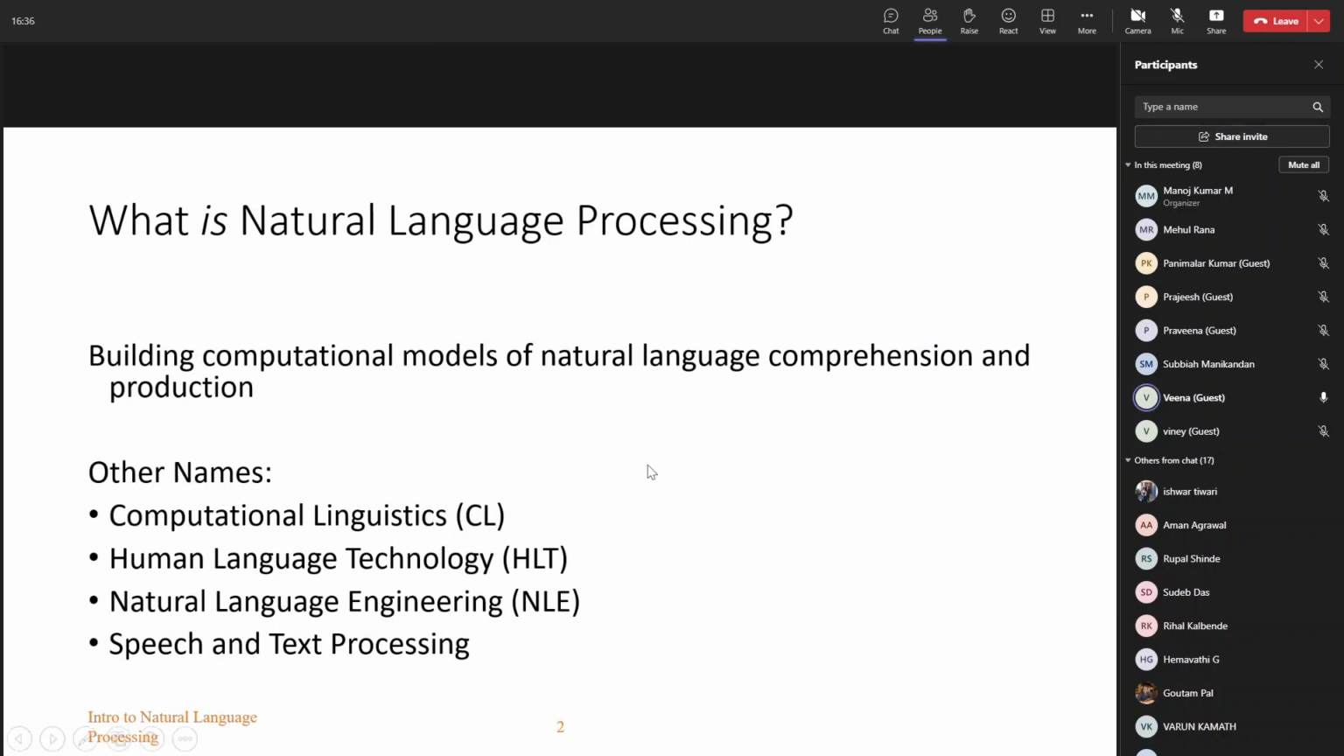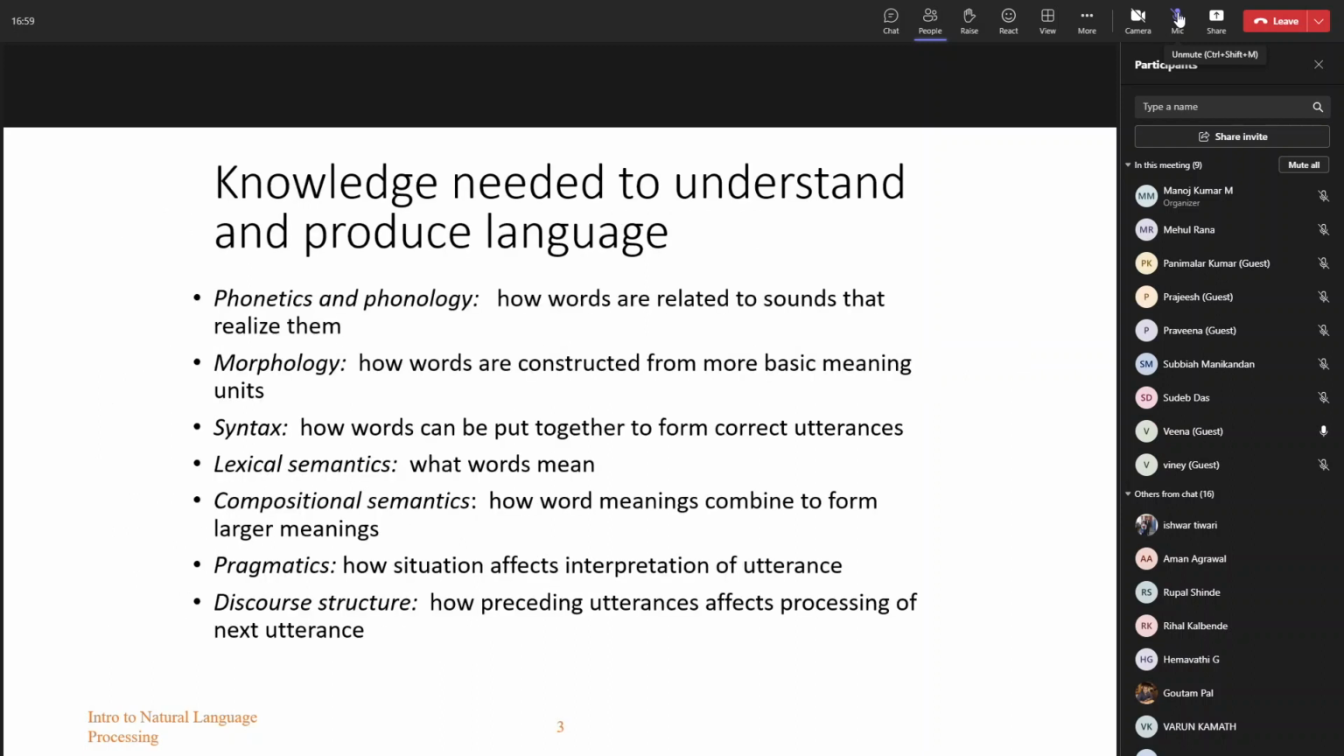This natural language processing has different terminologies. It is called computational linguistics, human language technology, natural language engineering, speech and text processing. So you will see here different terminologies for the same subject.